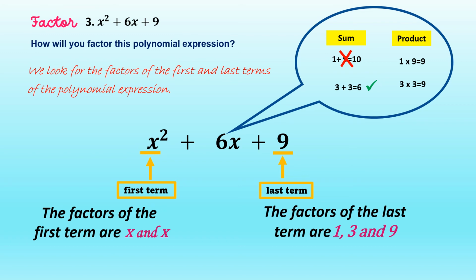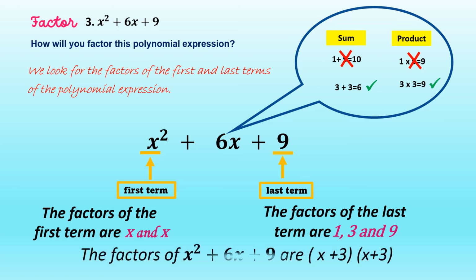But we cannot use 1 times 9 as a factor since its sum is 10. So, 3 times 3, we can use this one since its sum is 6, which is the same as the middle term. So the factors of x squared plus 6x plus 9 are quantity x plus 3 times quantity x plus 3.